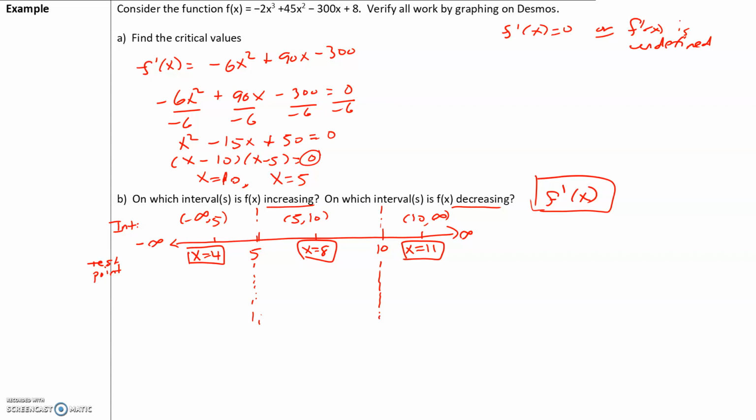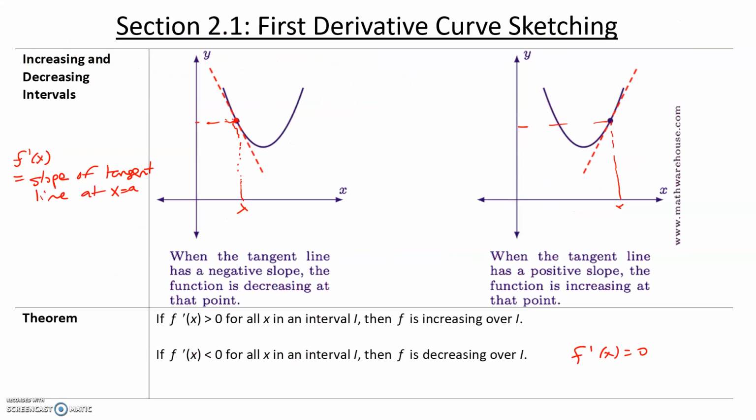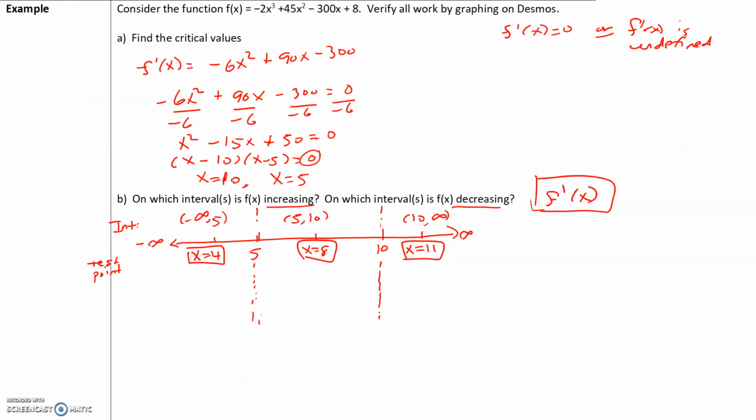Now, what are we testing? We're not testing the original function. We are testing the derivative, because if the derivative is greater than 0, then it's increasing. If the derivative is less than 0, then it's decreasing. So anytime you want increasing or decreasing, we're looking at the derivative. So the next step is we want to find the value of f prime of x for whatever x we're testing. So we want to find f prime of 4, f prime of 8, and f prime of 11. We want to find the value of the derivative at these x values.